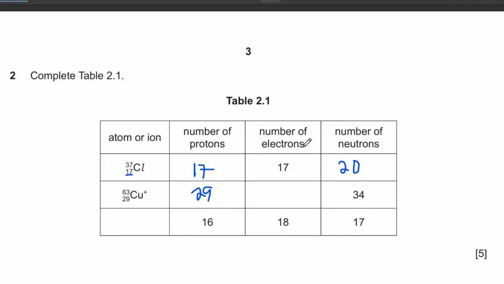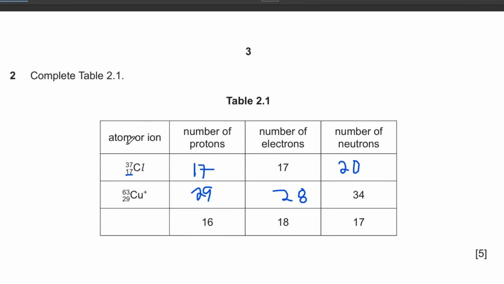The number of electrons. Normally for a neutral atom, the number of protons is equal to the number of electrons, which is supposed to be 29. But here, this is not a neutral atom. It is an ion, copper ion. It has lost one electron. That is why it has more protons than electrons, so it is positively charged. Because it has lost one electron, the number of electrons is not going to be 29, but rather 28.